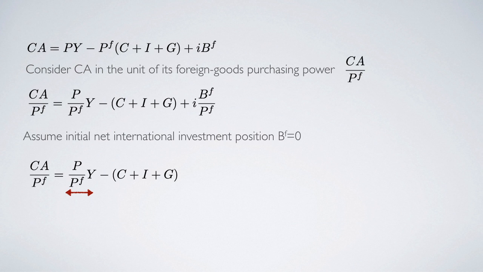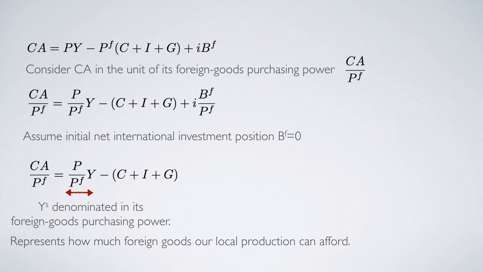And the first one, this is the YS denominated in foreign goods purchasing power. It represents how much foreign goods our local production can afford.